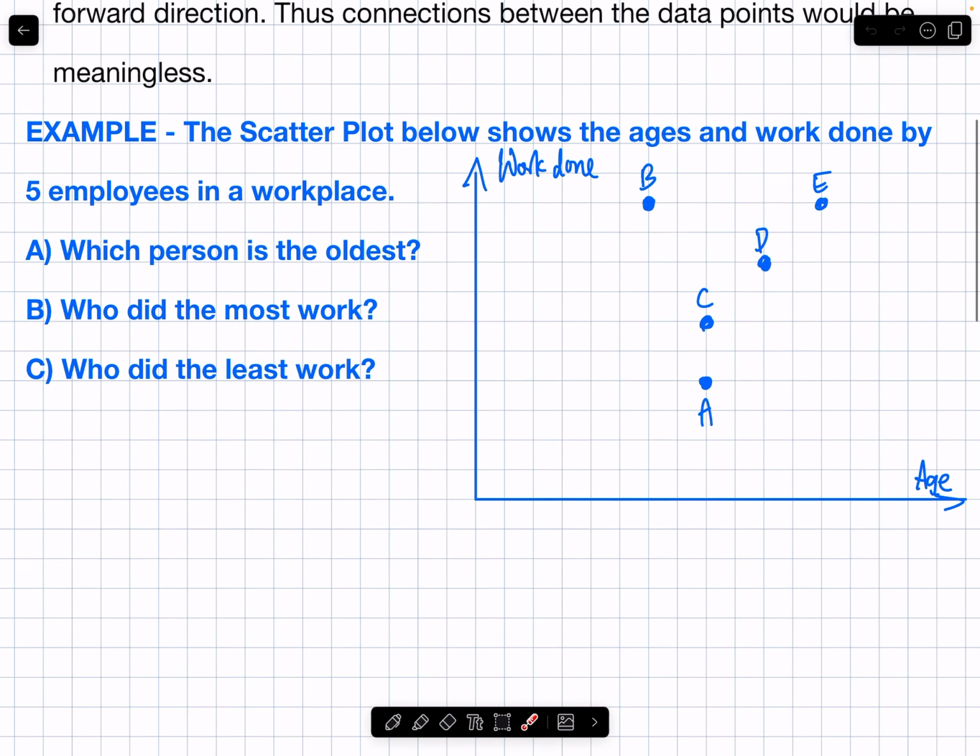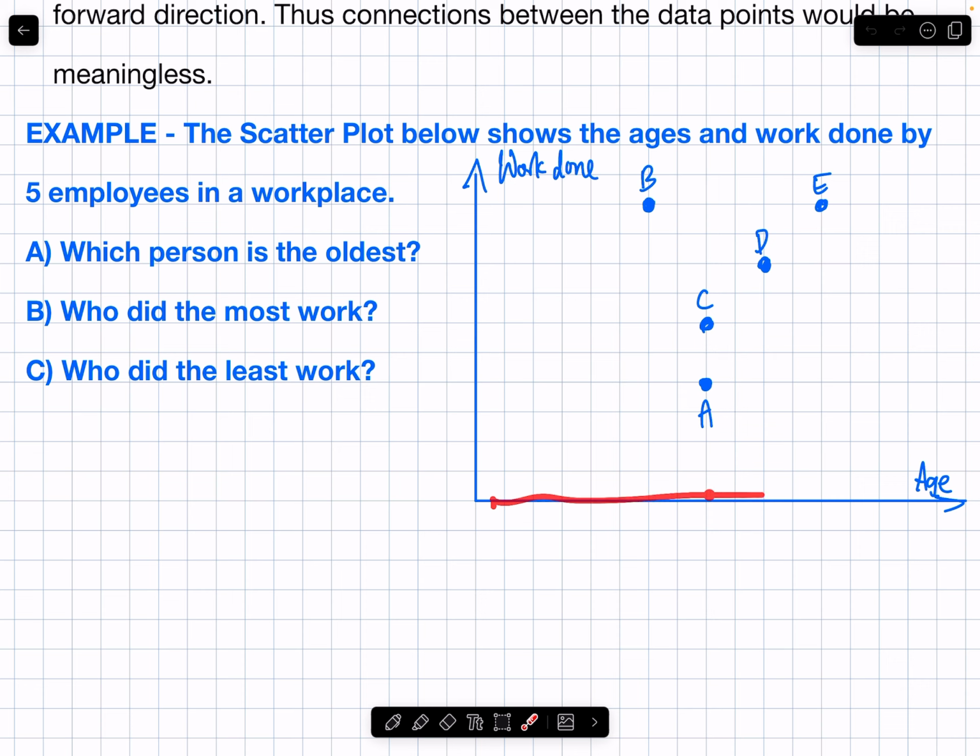So example, the scatter plot below shows the ages. The independent variable, we're saying that age causes change in the amount of work done by people. We have the scatter plot showing ages and work done by 5 employees. Which person is the oldest? So we care about age. The furthest along there is E. Who did the most work?